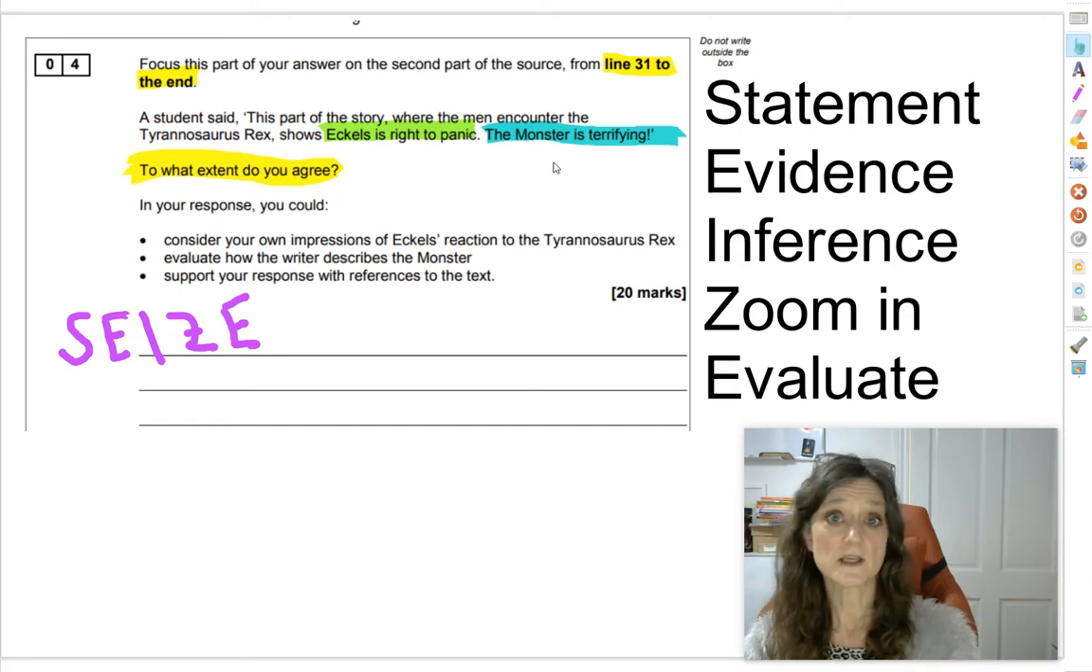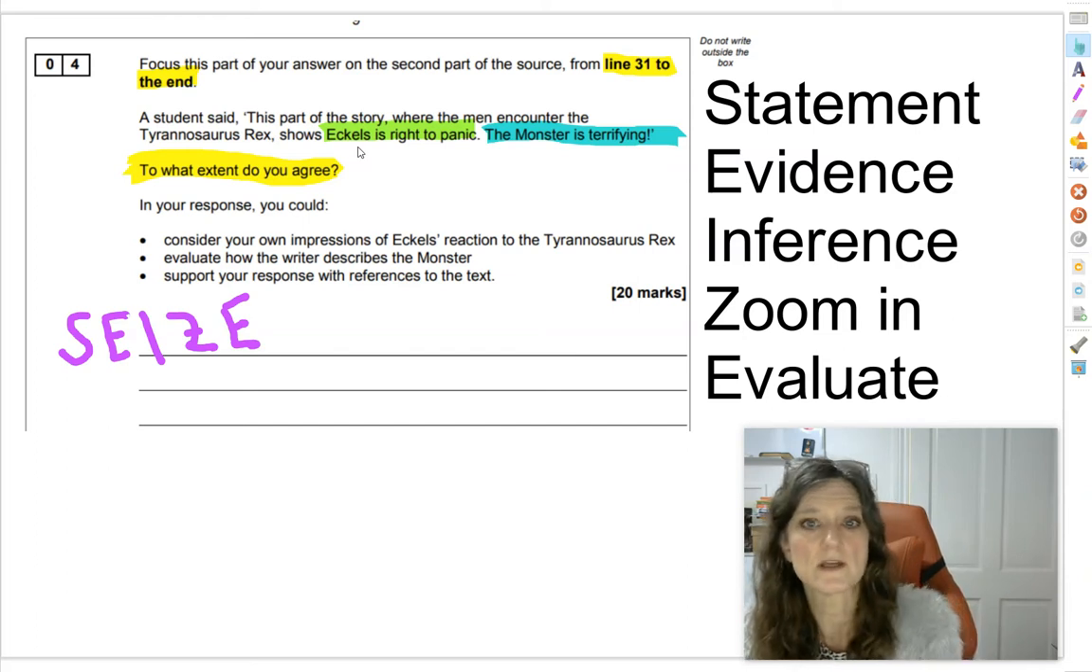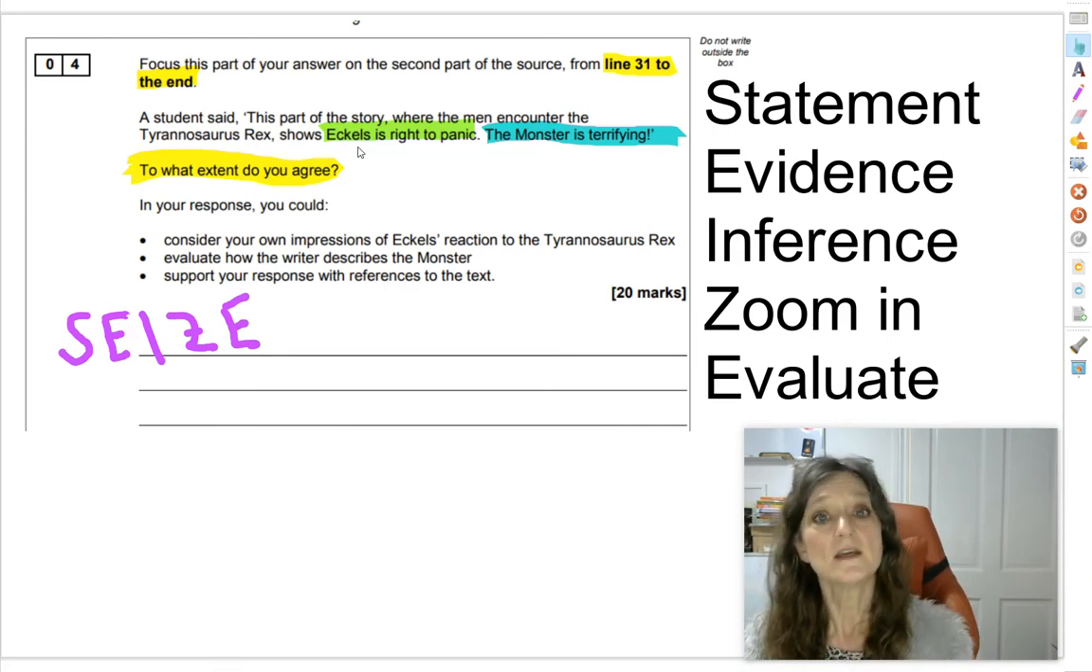But then I realised that a lot of you guys actually don't really like zooming in on the effects of language. You find that really difficult, and you find it quite boring. Whereas actually thinking in a much more argumentative way about is Eccles right to panic? Yes, he is, but no, he's not. And actually getting your teeth into that much more interesting part of the statement is something that you prefer to do.